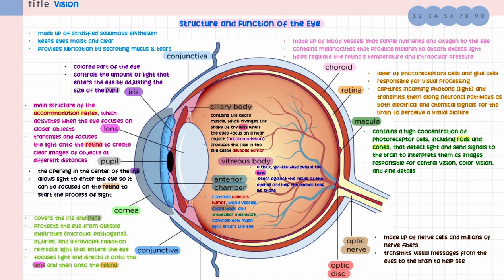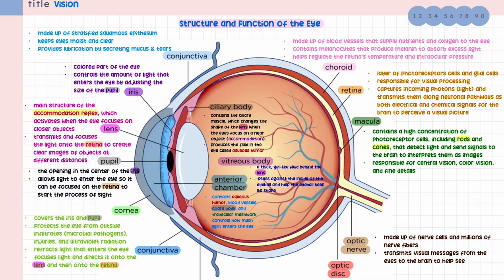I have here a picture in front of me of the eye, and we're going to go through the structure and function of all the parts in the eye. I'm going to be starting left to right. So here in this outermost layer, this is our cornea.